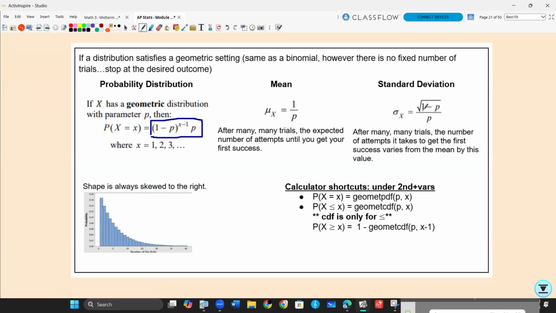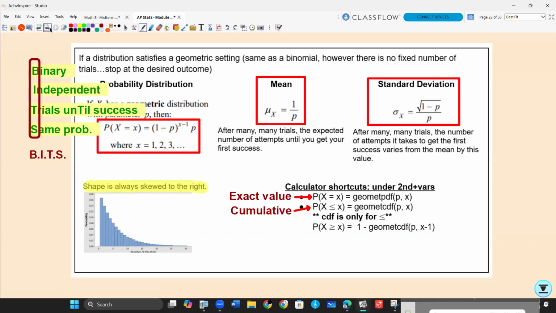And the standard deviation has a specific formula, and you don't have to memorize that because that'll be provided on your formula sheet. The shape will always be skewed to the right, and we use PDF for an exact value and CDF for less than or equal to. So just remember these things here. C stands for cumulative. Now, with geometric, it's helpful if you think about bits, not bins. So T for the trials until you get your success. So that's kind of how I think of that. Everything else is the same as binomial, or binary, independent, and the same probability.